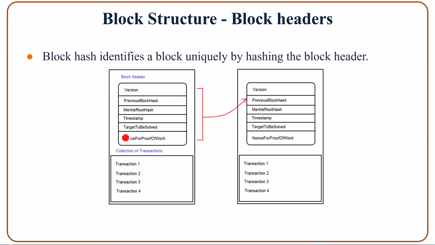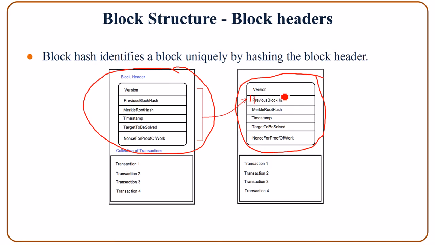This figure illustrates the hashing of the block header and storing the hash in the child. This previous block hash points to the parent block, so when the block header in the parent changes, this pointer changes as well.